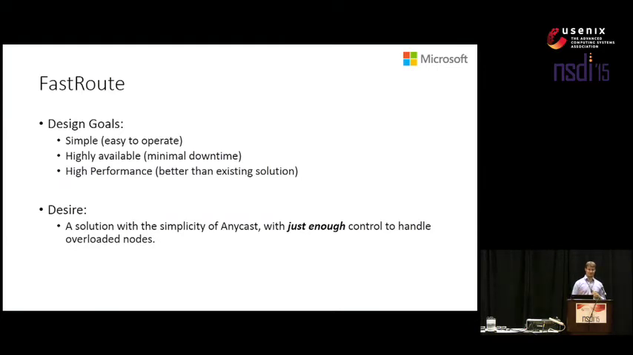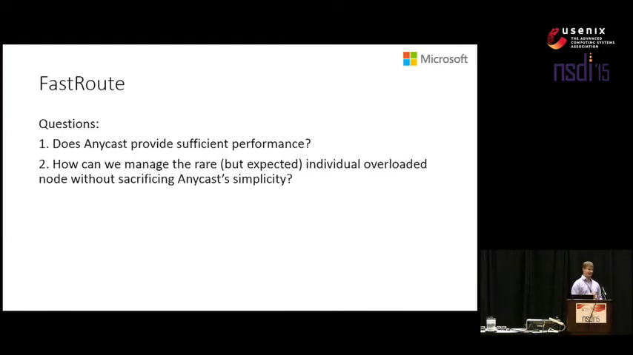So there's 2 questions which come out of this. Firstly, does Anycast provide sufficient performance? And 2, how can we manage the rare but expected individual overloaded node situation without sacrificing Anycast simplicity? And I'm calling it rare here because when we're building out edge node locations, the incremental cost of adding more machines or more capacity to them is relatively low compared to actually putting the machine or the edge node out there. So we can over-provision these enough such that load is relatively rare.